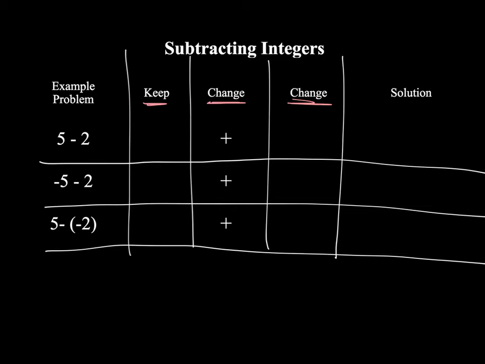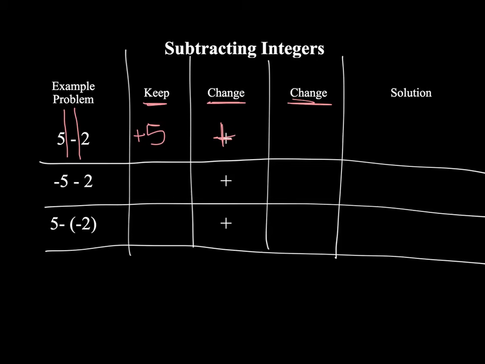So what that means is the first thing I'm going to do is keep my first number, right? My first number right now is a positive 5. So I'm going to keep that number positive 5, okay? Then I'm going to change the sign. Now I'm going to split this up 3 ways like this, because I have my keep, change, change. I'm going to change this subtraction sign to a plus, an addition. So I already did that for all of the problems. I'm going to change that negative or subtraction to a positive.